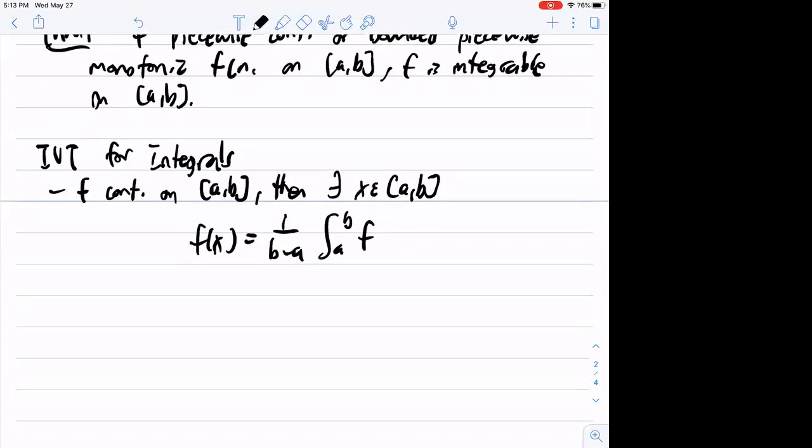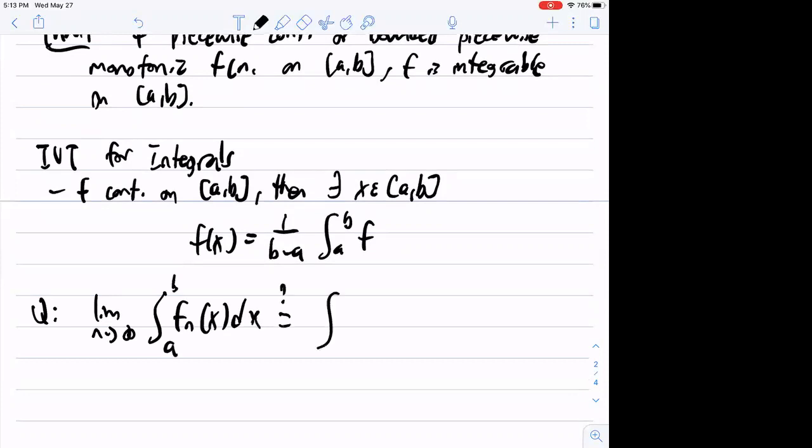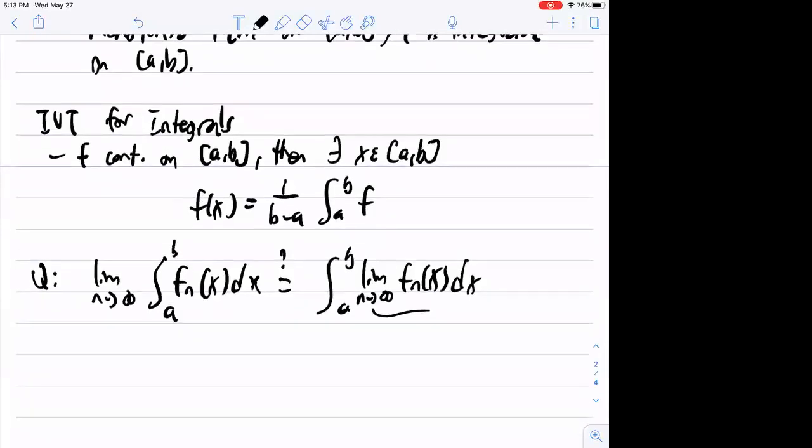So there was that question: when can we pull limits in? If I have a sequence of functions, when is the limit as n goes to infinity of the integral over AB of fn of x dx equal to the integral over AB of the limit of fn of x dx, assuming this limit exists? So in the past, what did we say? Who remembers? When can we pull limits in?